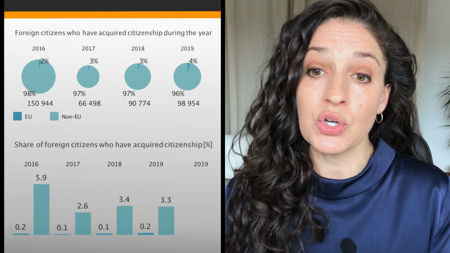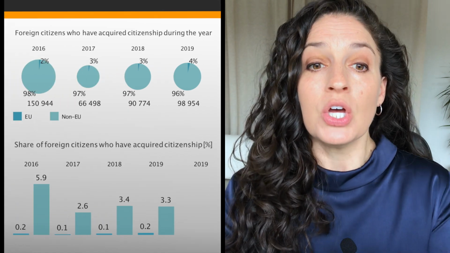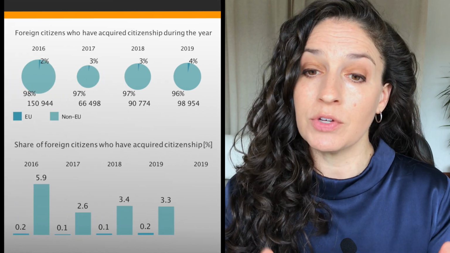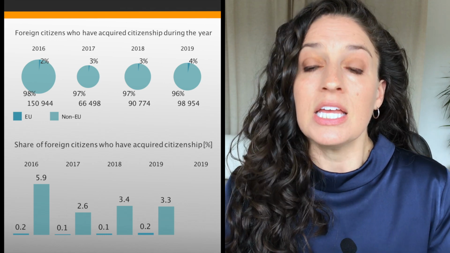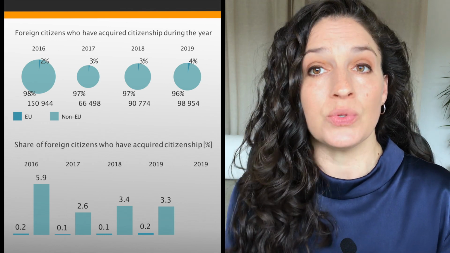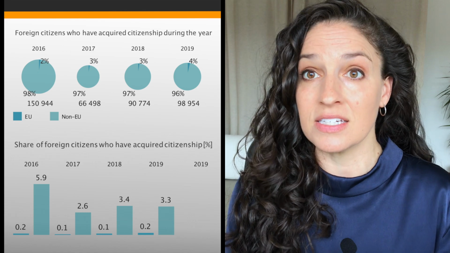Now we can turn our attention to naturalization. So what does naturalization mean? That means someone that actually has citizenship from another country, or maybe doesn't even have citizenship at all, and actually gains the citizenship of a country. In this case, we're looking at Spain, and you can see of foreign citizens who have acquired citizenship during these years between 2015 and 2018, it was mainly non-EU citizens that actually gained citizenship.